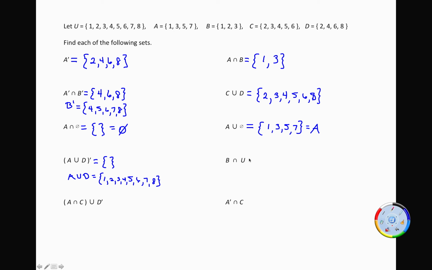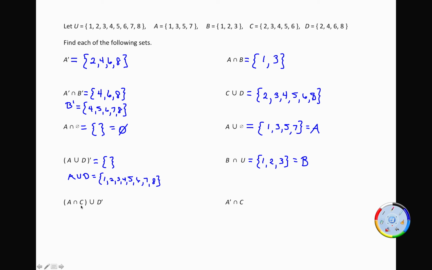Okay, B and the universal set means it has to be the elements that are in B and also in the universal set. Well, 1, 2, and 3 are in both sets. So that's my answer. A shorthand way to write that is, oh, well, that's just set B.